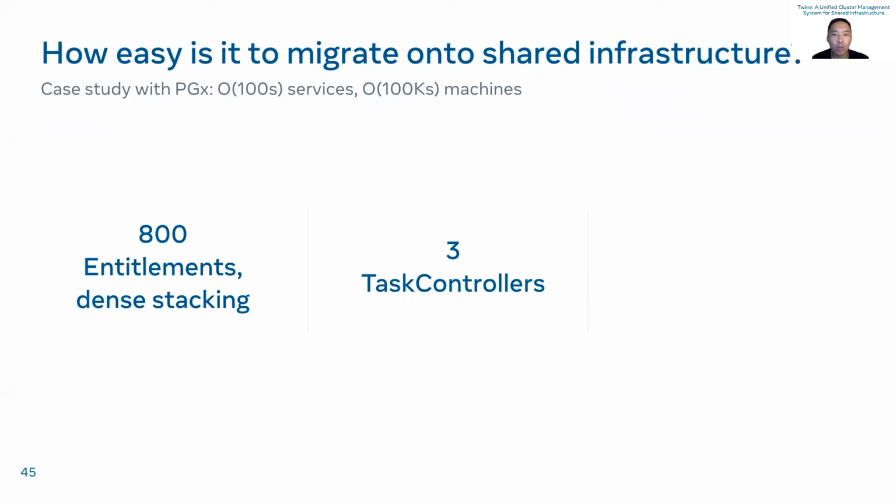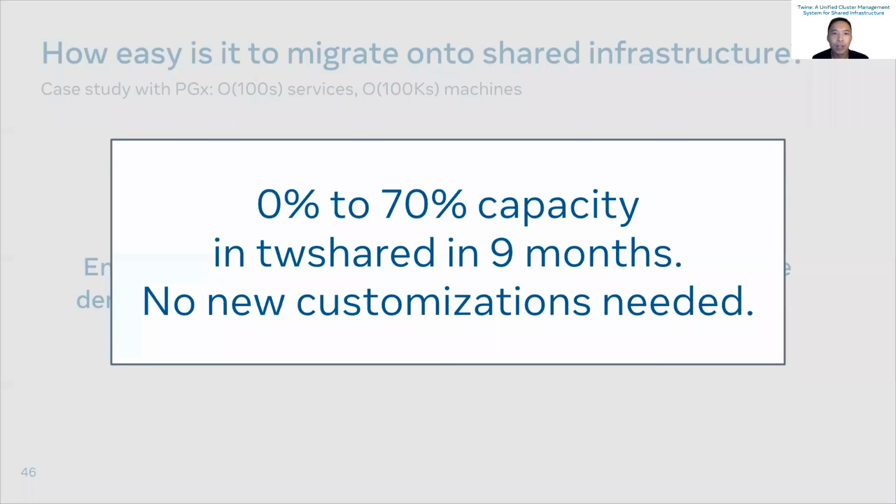Collectively, they used 3 pre-existing task controllers to support their jobs and 3 different pre-existing host profile settings to support their workloads. Workload customization enabled Product Group X to quickly migrate a significant portion of their capacity into TW Shared, and none of these customizations were specifically built for this group.